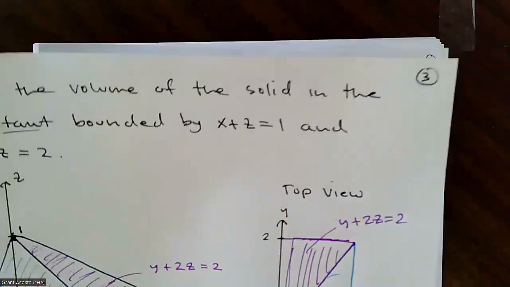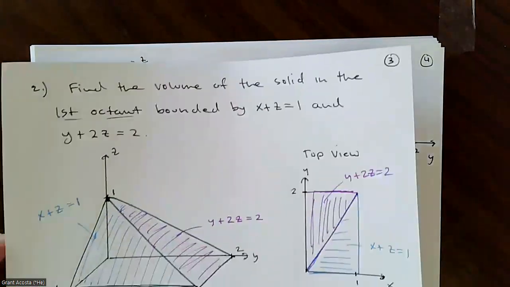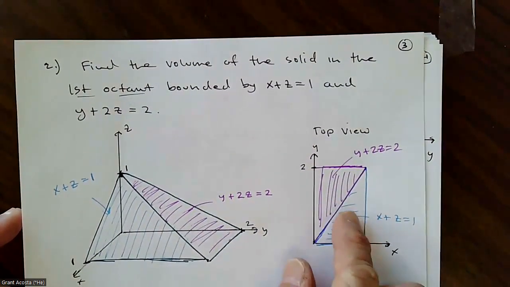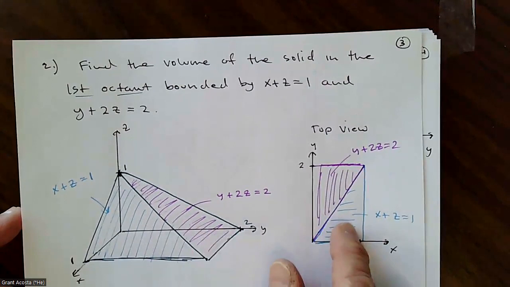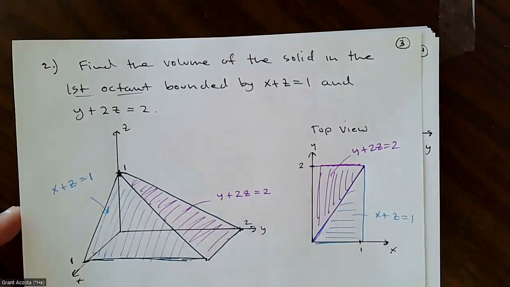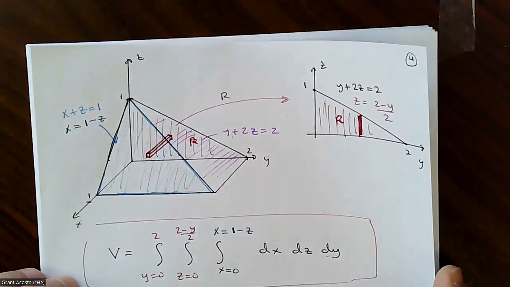Again, to review, the reason I chose dx first, and I could have probably done it dy first, is because if I had done dz first, I would have had to do true triple integrals because the columns would have hit two different planes as their ceiling. So that's why I changed it.